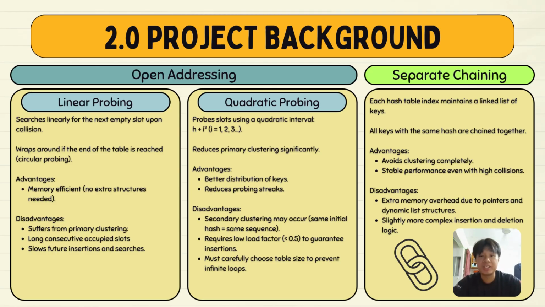Finally, separate chaining takes a different route by maintaining a linked list at each table index, allowing multiple keys to reside in the same slot. This sidesteps clustering altogether but increases memory usage and pointer overhead. By comparing all three, we illuminate trade-offs in space complexity, insertion speed, and performance under high load. Crucial in systems like databases, symbol tables, and cache implementations where collision management directly impacts throughput.